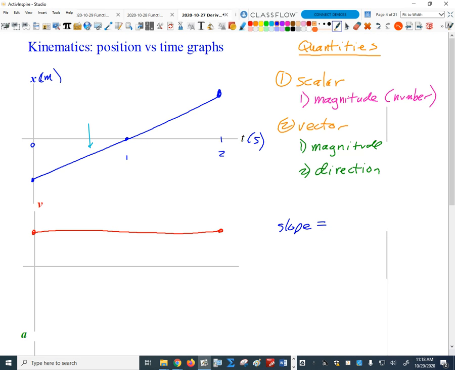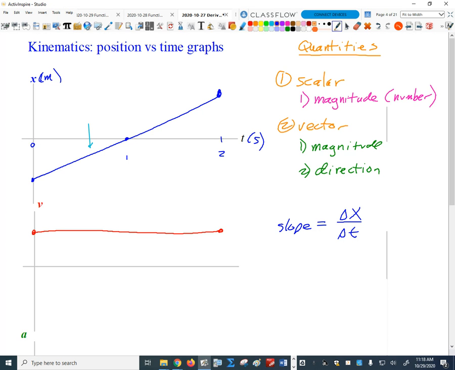slope is always equal to rise over run, isn't it? Normally it'd be delta y over delta x, agreed? Well, what's it going to be here? What's my rise this time? I don't have a y for my vertical axis. I have an x, right? So my slope is going to look like change in x, which is position, over, instead of a delta x on the horizontal axis, I've got a delta t, right? So that's my rise over my run.